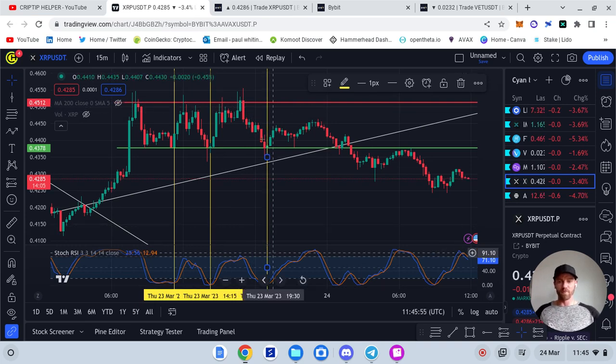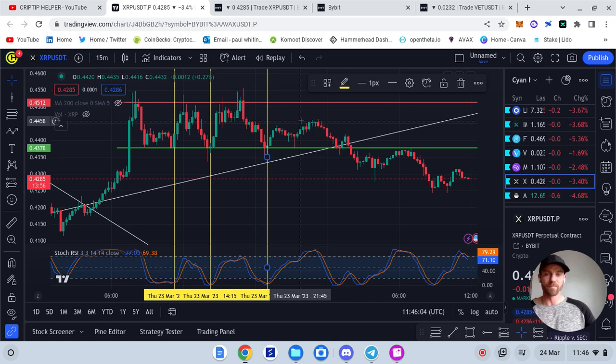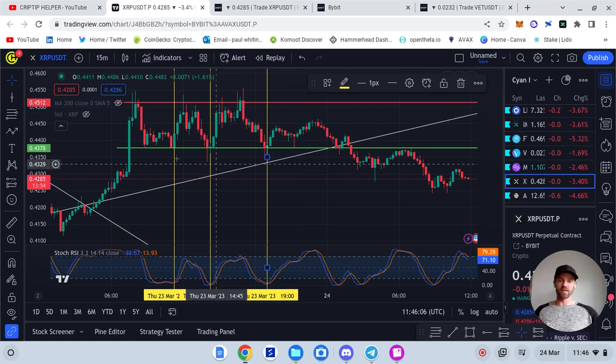So if you bought at the bottom, which was here on support, and you got all the way up to the top, which was resistance, you still would have been in profit. And all you would have done is take your profit off the table and wait to go again.